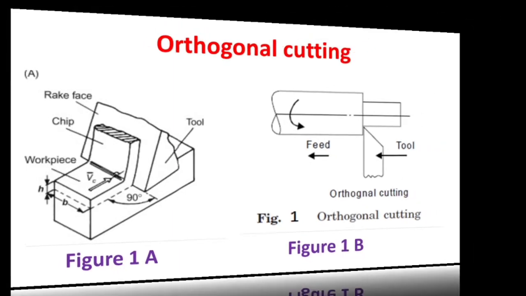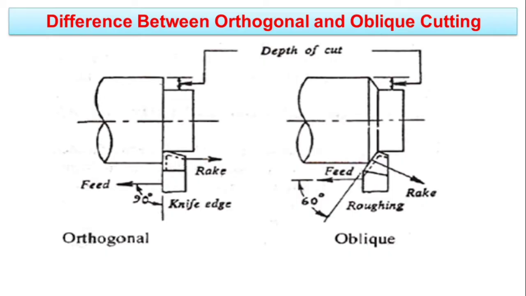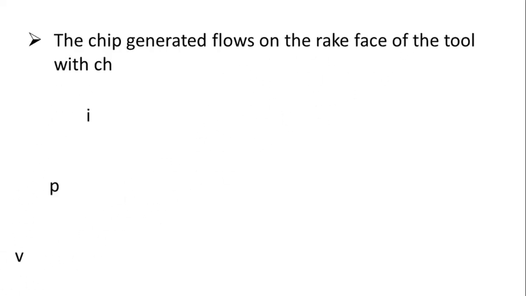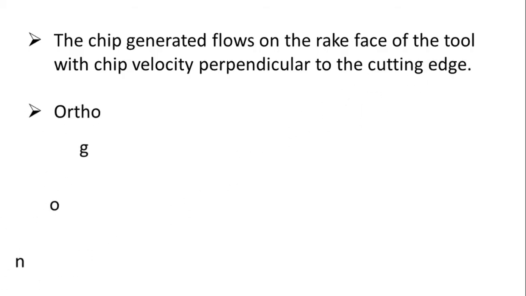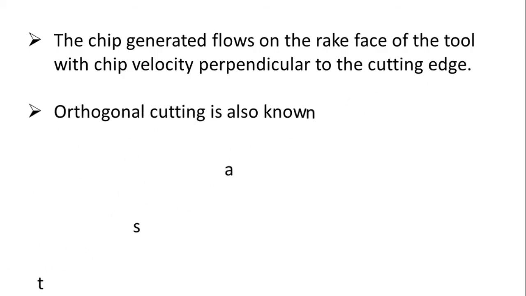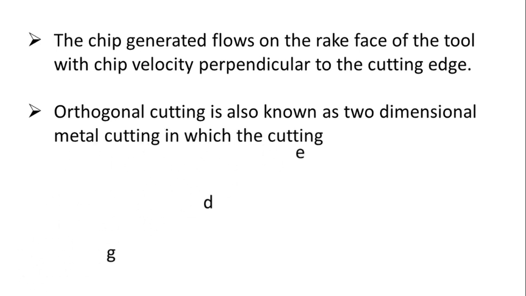And in this next figure, you can see that the cutting tool edge is making 90 degree at direction of tool travel or feed. In orthogonal cutting, the chip generated flows on the rake face of the tool with the chip velocity perpendicular to the cutting edge. The next point is in orthogonal cutting. The orthogonal cutting is also known as two-dimensional metal cutting.